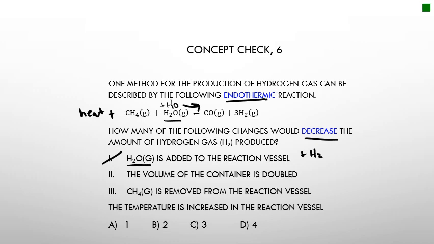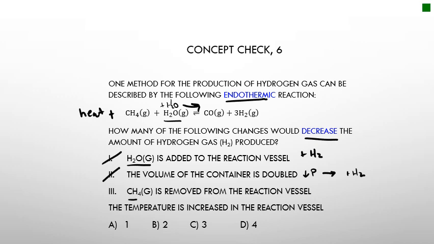For the second choice, the volume of the container is doubled. So that would mean that we would have a decrease in pressure. So remember, for pressure, we're going to have the reaction shift in a decrease of pressure to the side that contains the most moles of gaseous reactants or products. You'll notice I have 2 moles of gaseous reactants. I have 4 moles of gaseous products. So that would cause the reaction to shift to the right once again, and that would increase the amount of H2. So therefore, choice number 2 is also not valid.